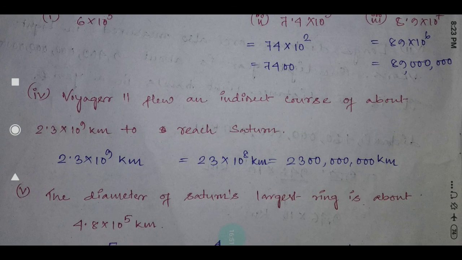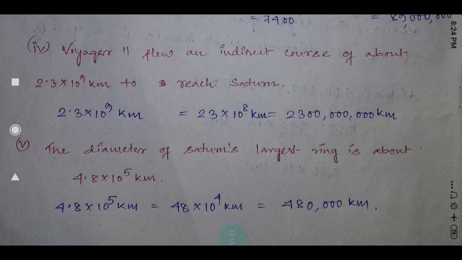Okay. Number 4, 2.3 into 10 power 9 kilometers. 2.3, if you remove the decimal, how many decimal places? 1 decimal place. So if you remove the decimal, from the power 1 will be deducted. So 23 into 10 power 8. So you write it in one term form. So 23, how many zeros? 8 zeros. So write 8 zeros.